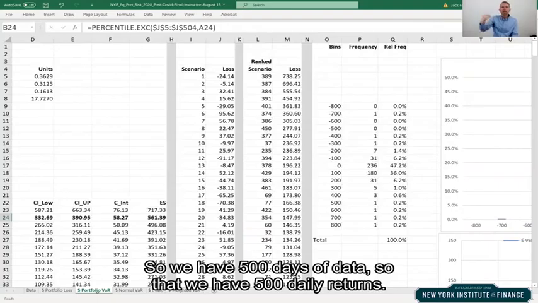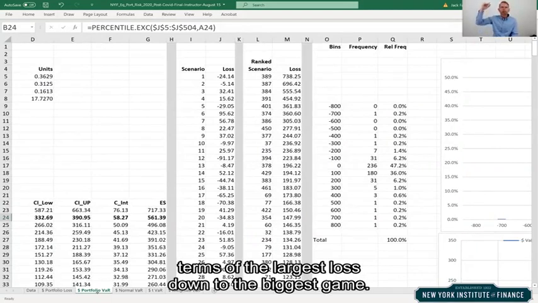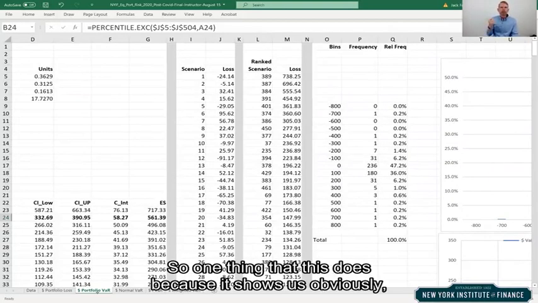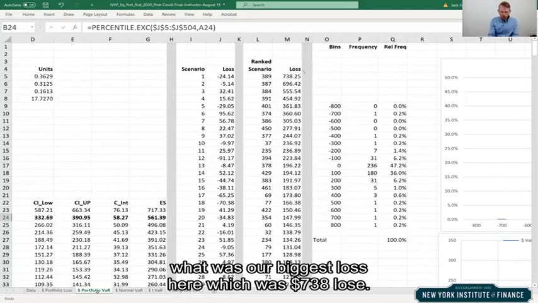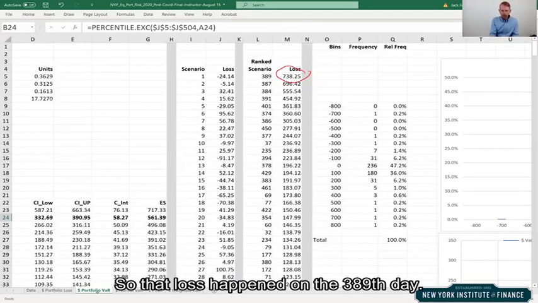So we have 500 days of data, so we have 500 daily returns. And what I've done is I've ranked those returns in terms of the largest loss down to the biggest gain. One thing that this does, because it shows us obviously what was our biggest loss here, which was a $738 loss, it also tells us when that loss happened. So that loss happened on the 389th day.